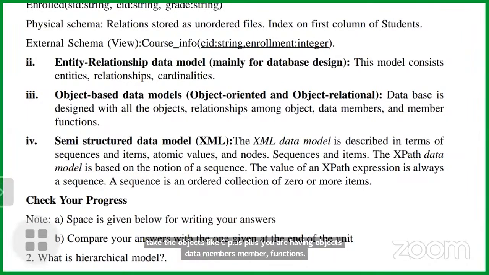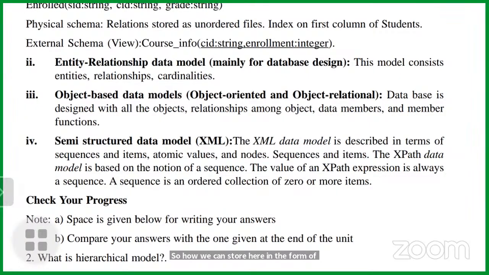Next, we have the semi-structured data model. In that we have XML given. XML full form is Extensible Markup Language data model. It is described in terms of sequences and items, atomic values and nodes. So how can we store here in the form of sequences, items, atomic values and nodes.